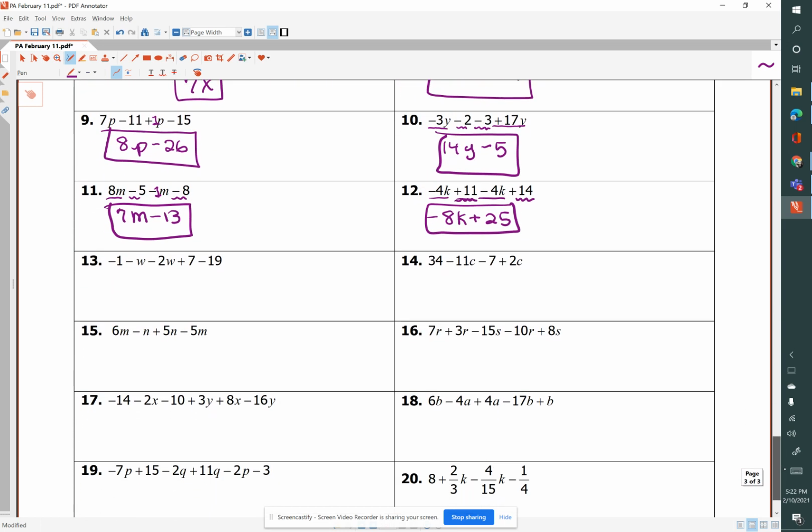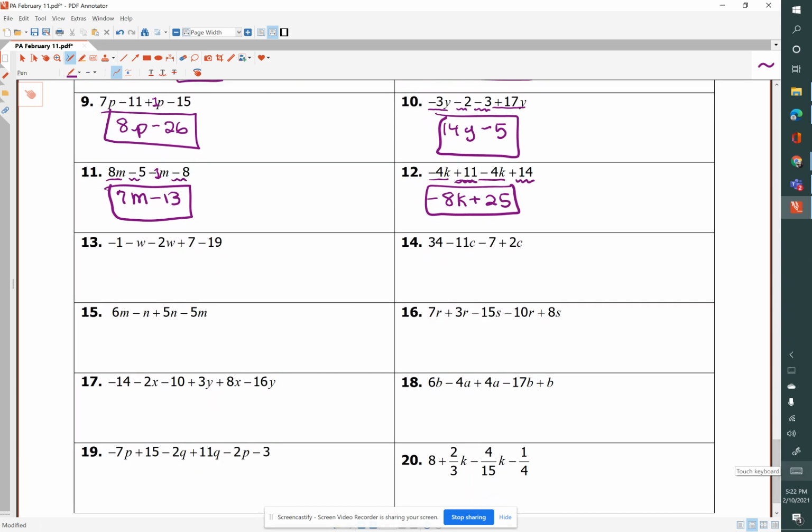And number 13, negative 1 minus w, which is an invisible negative 1w, minus 2w plus 7 minus 19. So negative 1w minus 2w is negative 3w. And then negative 1 plus 7 minus 19 is negative 13.